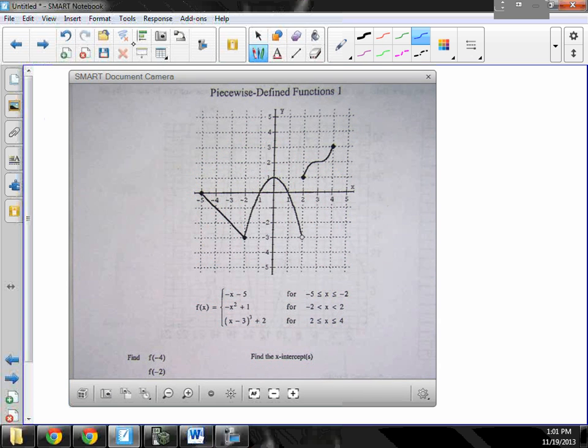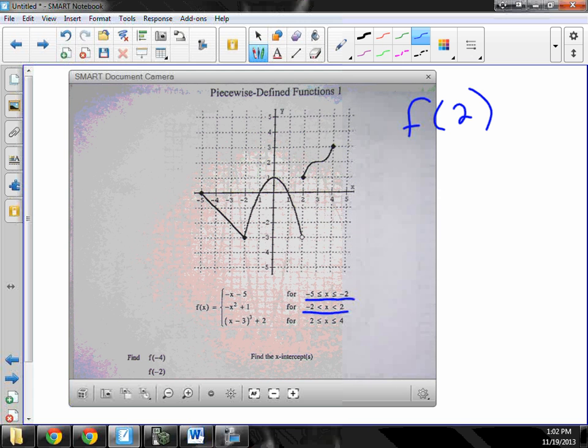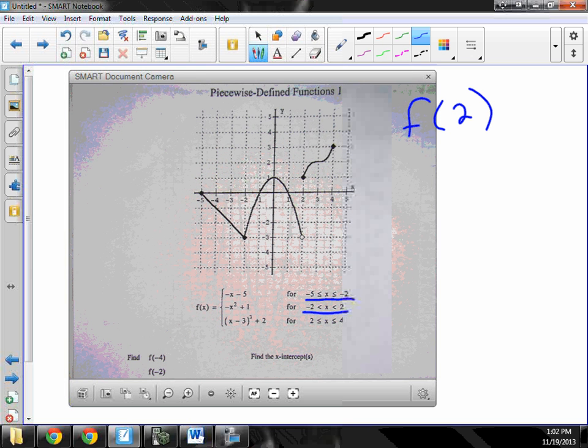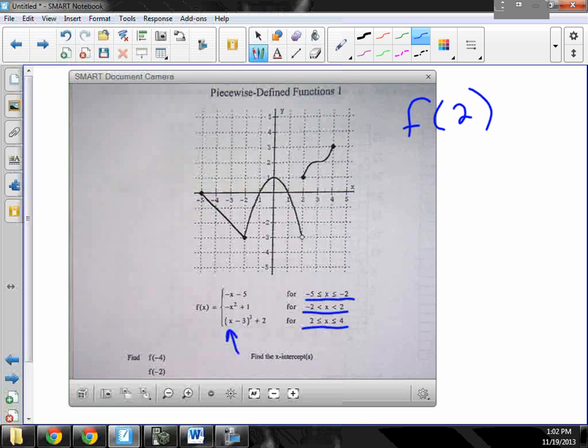So the next one says f of 2. So if I look at the domains, does 2 lie in that domain? No. Does 2 lie in that domain? Almost, but not quite. Does it lie in that domain? Yes, so we plug in 2. 2 minus 3 is negative 1. What's negative 1 to the third? Negative 1 plus 2 is 1. Or you could have gone to the graph. Here is my x equals 2. Is it the top number or the bottom number? The top number, because the bottom number is an open circle. So the answer is 1.